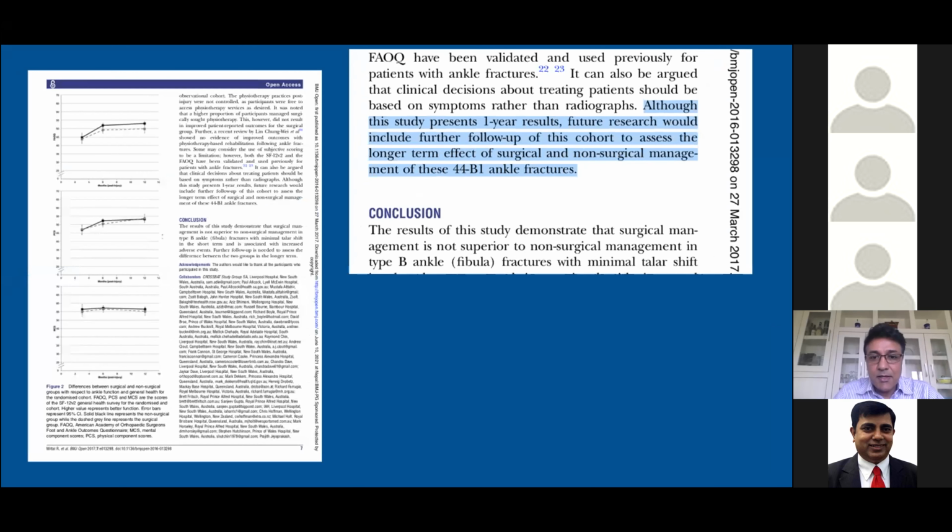And then in the last paragraph, as you see in the study, although this study presents 1 year result, further research could include further follow-up of the cohort to assess the longer term effect of surgical and non-surgical management of this and that. That means you have opened another field of research, given the sequence of another step of the research that can be carried out by you or someone else who is interested in carrying out the research. This is how you write the discussion chapter.